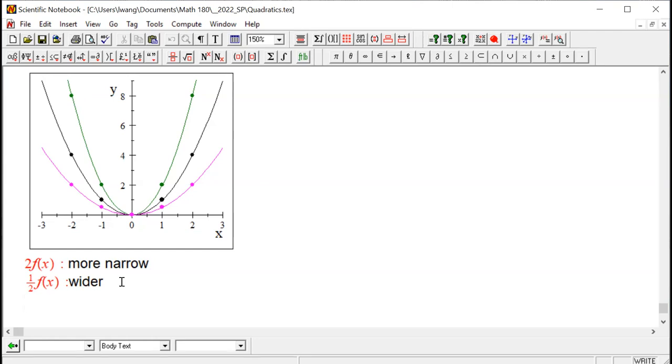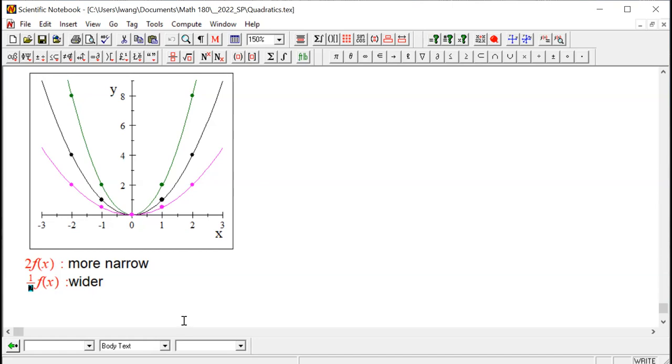Is this true for every curve? The answer is yes. Okay, you can try them. You can play with them like what we did before. Okay, so this is about the effect. Then you say, well, what if I do 3 times f of x? Same idea. Okay, 3 times is going to be even more narrow. How about 1/3 of f of x? And it will be wider, right?